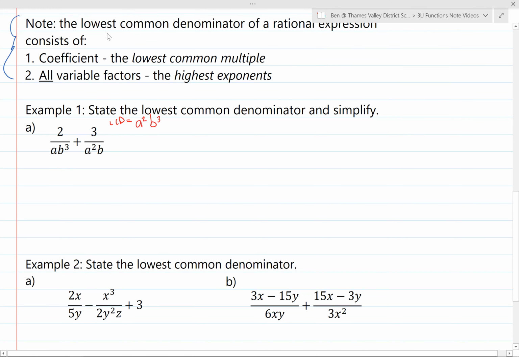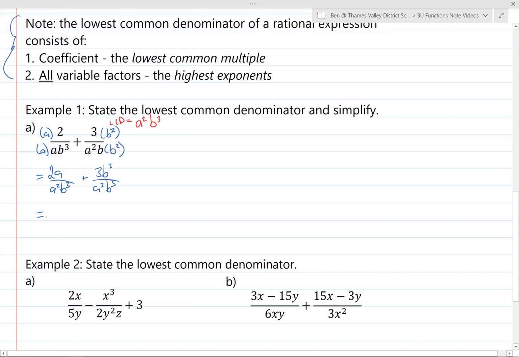Once I find that, I need to change each fraction so that they share that common denominator. So I need to multiply the first one by a, and if I multiply the denominator by it, I also need to do the same to my numerator. And on the other side, b squared is the factor that I'm bringing in. So now I can simplify this. That's 2a divided by a squared b cubed plus 3b squared divided by a squared b cubed. I succeeded. My denominators are now the same.